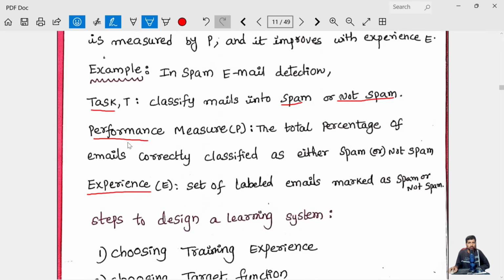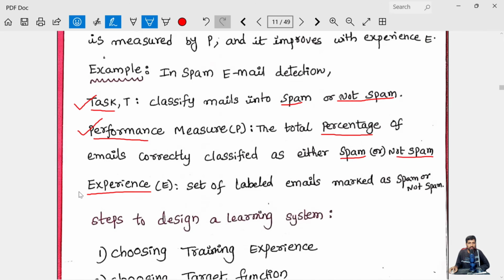Now, I would like to check the performance. What is the percentage of the emails correctly classified as either spam or not spam? So in the task, what we are going to do is classify the data as spam or not spam. But in the performance measurement, I am going to check the percentage. Okay. So we may not expect 100% performance. Sometimes we may get wrong results also. Hence, we need to check the performance.